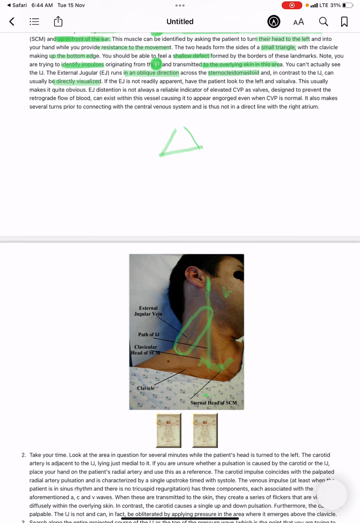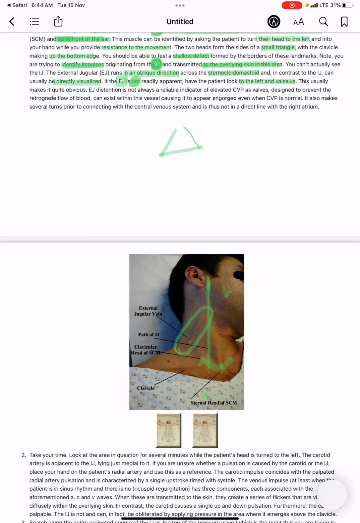If the external jugular vein is not readily apparent, have the patient look to the left and perform a Valsalva maneuver. So this usually makes it quite obvious.